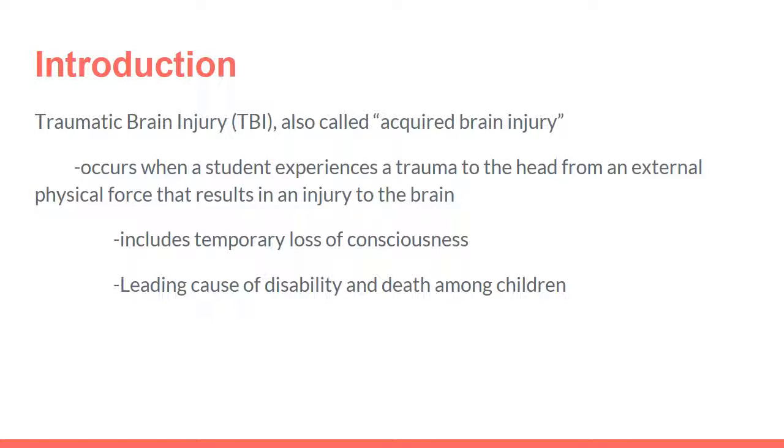Traumatic brain injury is also called acquired brain injury. It occurs when a student experiences a trauma to the head from an external physical force that results in an injury to the brain. This includes temporary loss of consciousness and is a leading cause of disability and death among children.